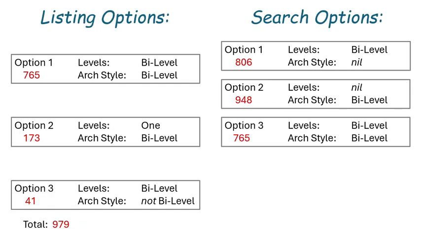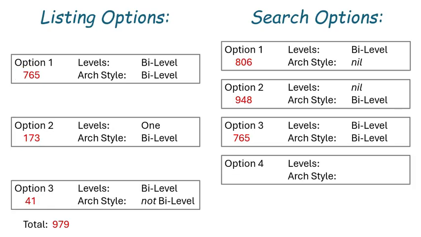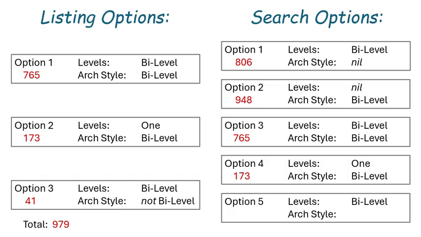That's a 765, which is going to only capture this first group, leave those 2 out. Fourth option, 1 under levels, bi-level under architectural style. 173 captures this group and leaves those 2 out. And finally, we're going to put bi-level under levels and put something else under architectural style. That's 41 listings, captures that group and leaves those ones out.